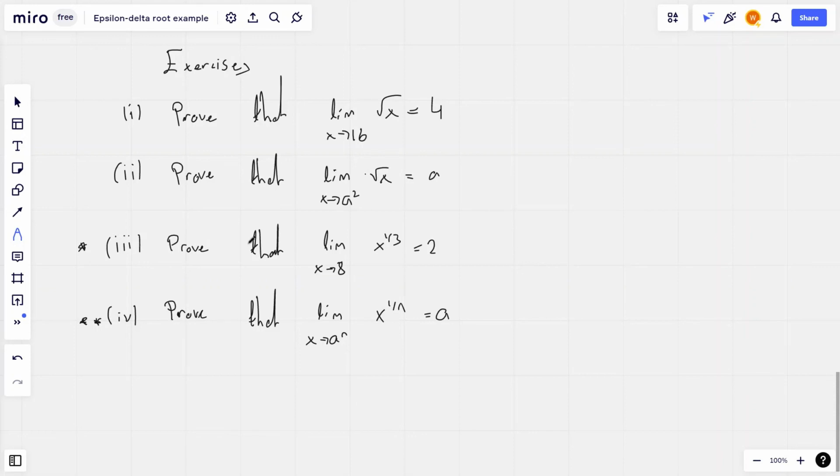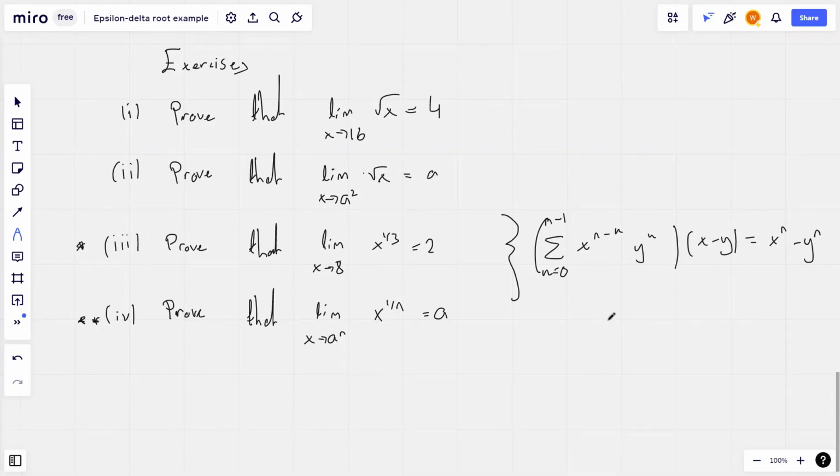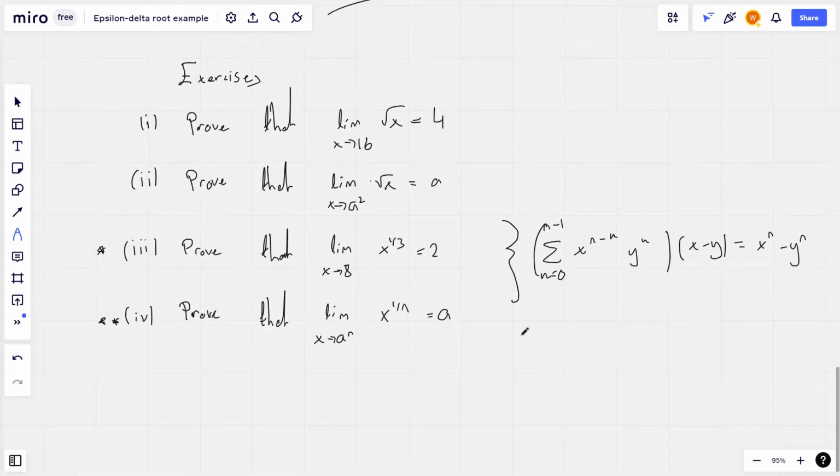And as a hint for those, I will write that we have the sum from k equals 0 to n minus 1 of x to the n minus 1 minus k, y to the k, multiplied by x minus y, equals x to the n minus y to the n. Sorry, there should be a minus 1 here.